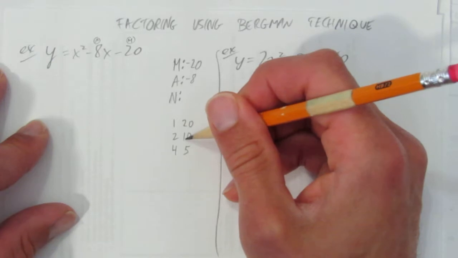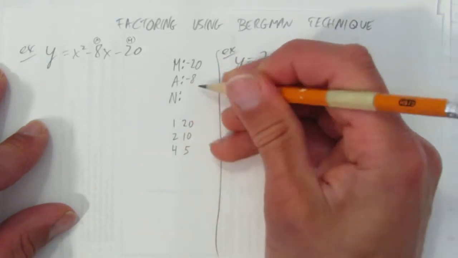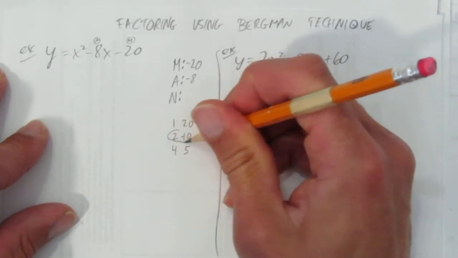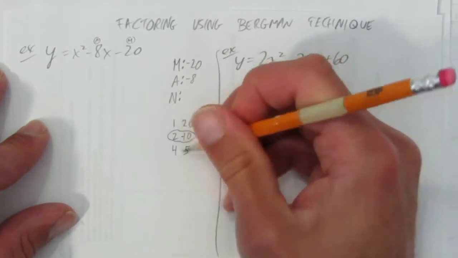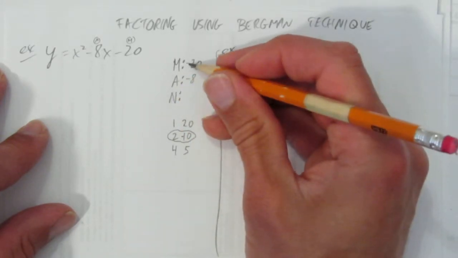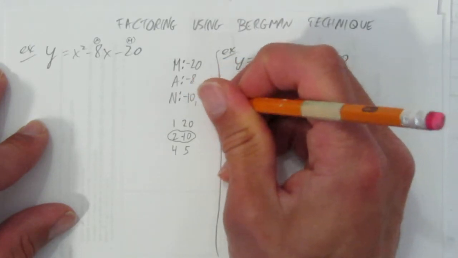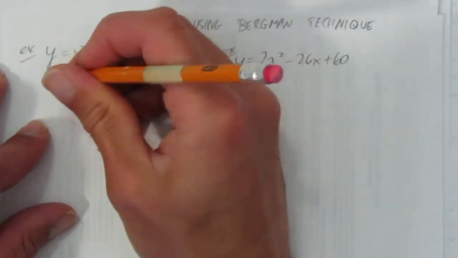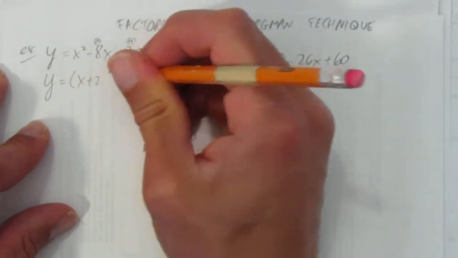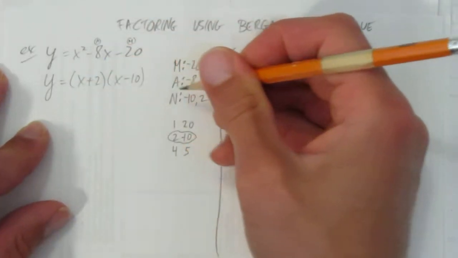That's your answer. So where do you put the minus so that you multiply to negative 20 and add to negative 8? You put it here on the minus 10. You don't have to show this work, but you do have to show the MAN, which is to multiply to negative 20 and add to negative 8, I have negative 10 and 2, or 2 and negative 10. So your answer is y equals x plus 2 times x minus 10, or x minus 10, x plus 2.